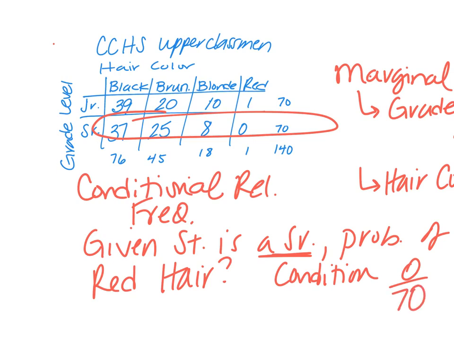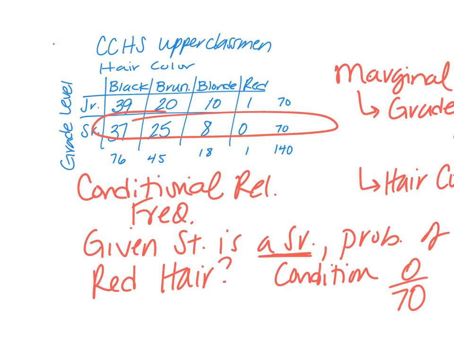Okay, that's a conditional relative frequency, a conditional probability, a conditional distribution. Okay, you're looking at only the group of people that meet some condition, and then based off of that condition, what's the probability of something happening? Okay, we can then use conditional relative frequencies to make segmented bar charts.